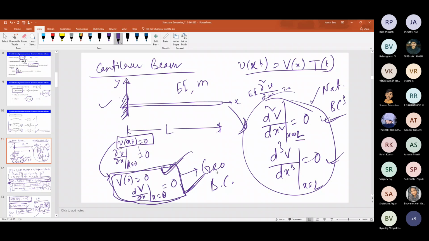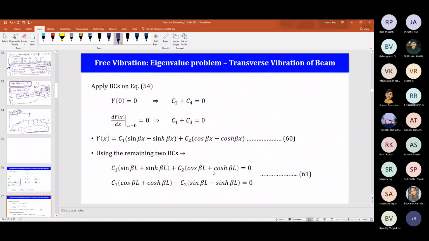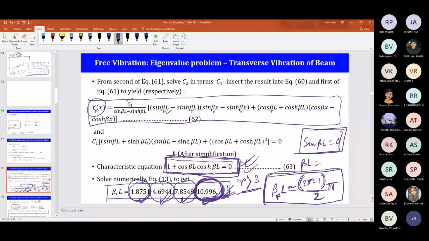But here it is a dangerous situation, right? You see what the mode shape is, equation number 62. So is it easy or difficult to find the mass normalized mode shape, to find that constant?